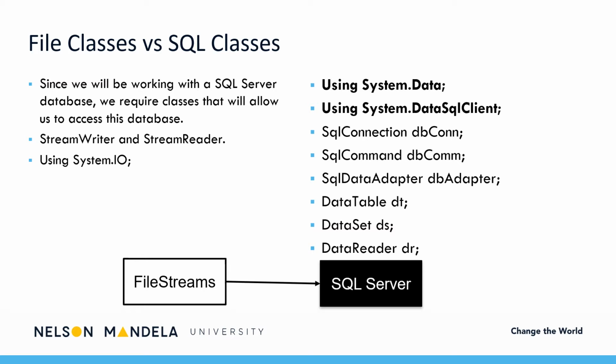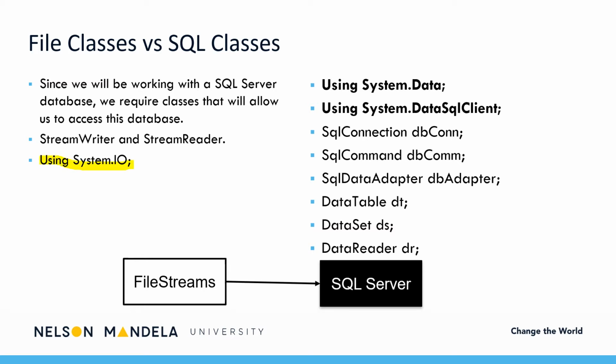So since we're working with SQL Server, we are going to require access to our SQL Server. Normally we did this in files using our stream writer and our stream reader, and in order for us to use that, we're required to have the using System.IO namespace.